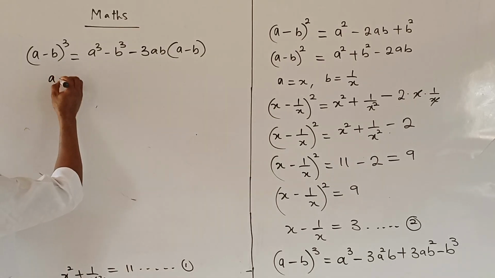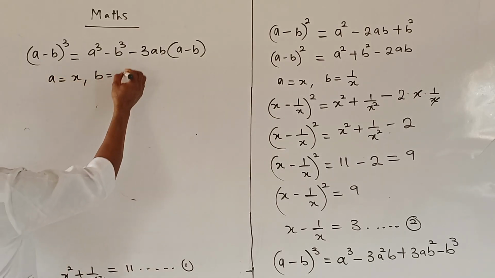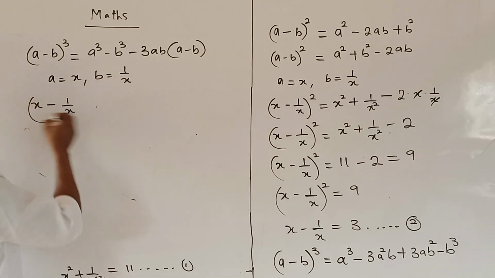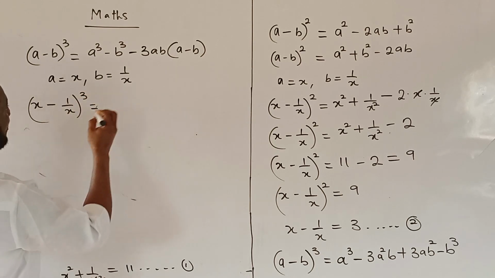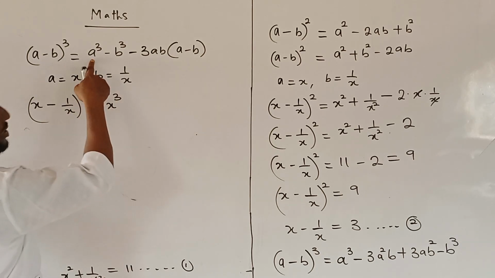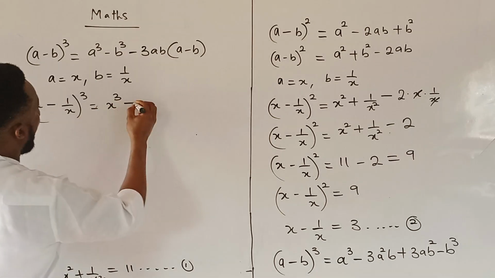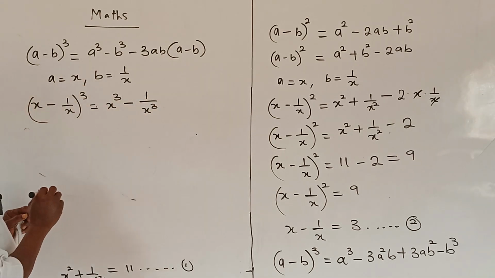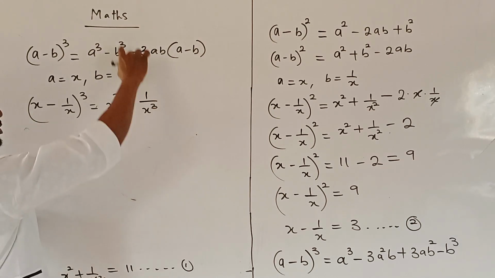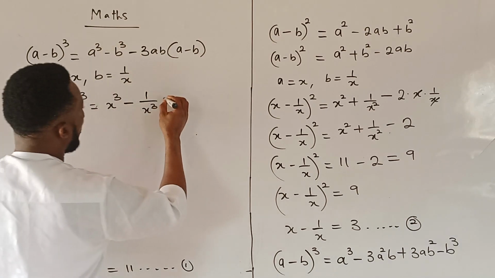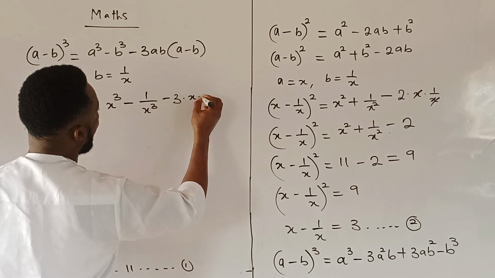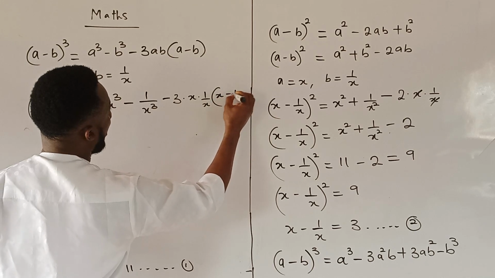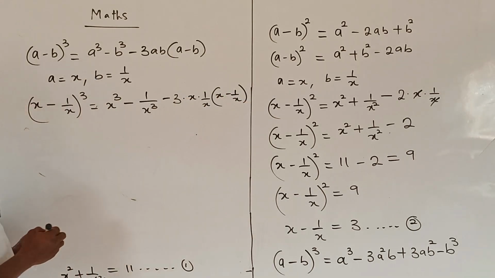Then, as usual, we plug in. a is equal to x, b is equal to 1 upon x. So (x minus 1 upon x) to the power of 3 becomes x to the power of 3, which is the value of a cubed, minus 1 upon x cubed, which is b to the power of 3. Then minus 3 multiplied by x multiplied by 1 upon x into (x minus 1 upon x). That's what we are going to have.